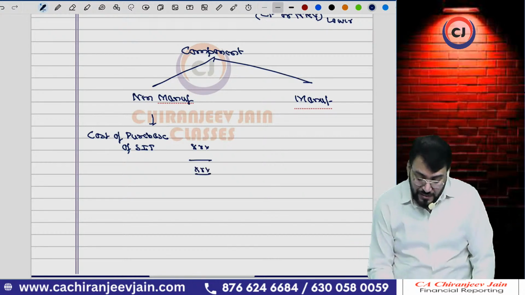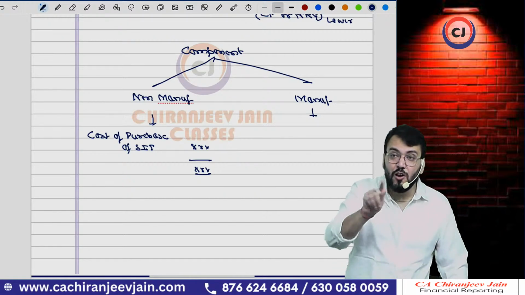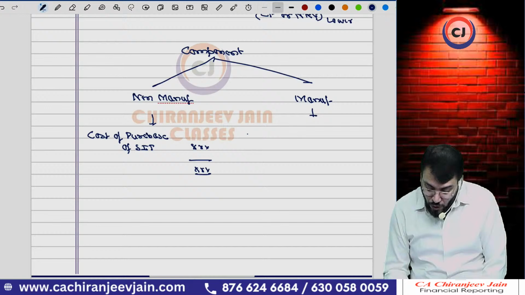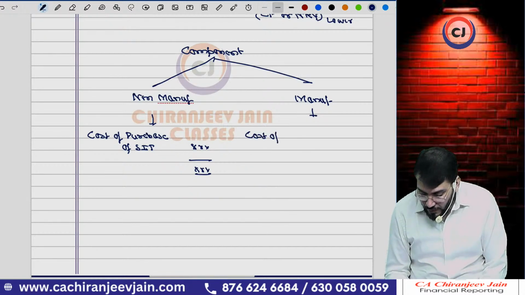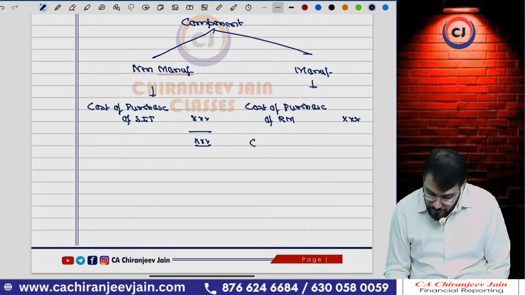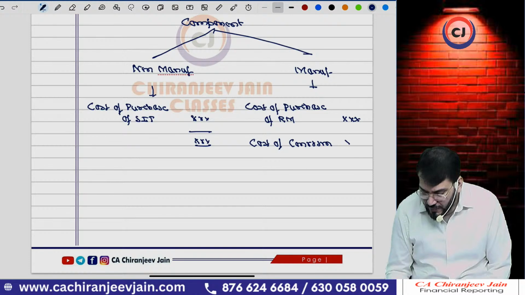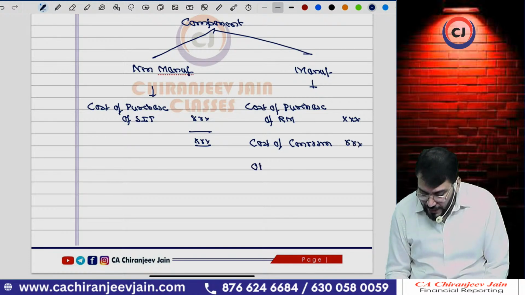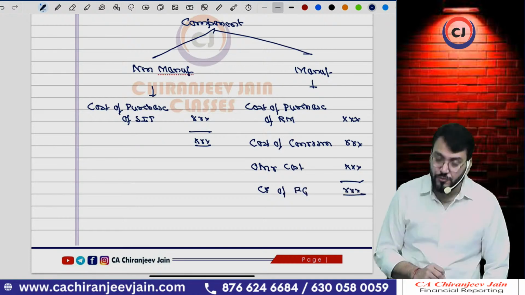Correct. But they will purchase what? Raw material, and will convert raw material into finished goods. So first they need to find out cost of purchase of what? Cost of purchase of raw material. In this they will add what? Cost of conversion. And then if there is some other cost, that will also be added, and this will become the cost price of finished goods. Chalega?